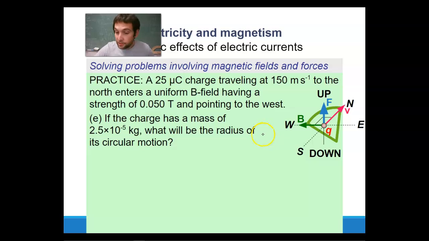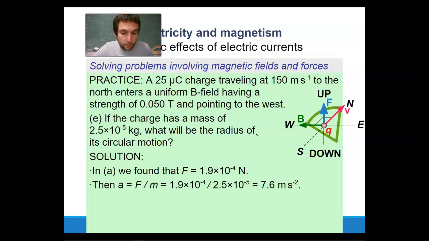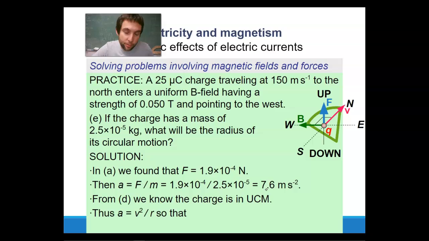So what's the radius of its circular motion? We're given a mass, and now we need to find the radius of the circular motion, so we're going to have to use the circular motion equations. We found F equals that. We can use A equals the net force, F over M, to get our acceleration. And we know the charge is in uniform circular motion, so centripetal acceleration is just V squared over R. Solving for V, we get the square root of A times R, which is 2961, or 3,000 meters to 1 sig fig.